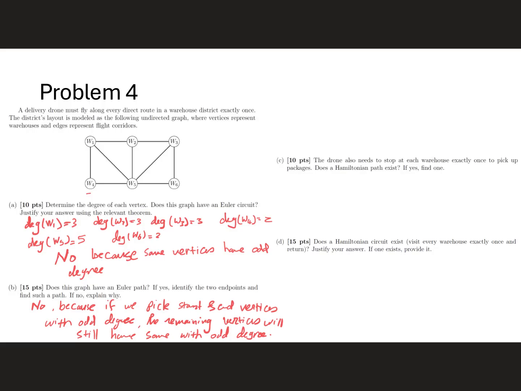It says that the drone, so you have that drone, is also needed to stop at each warehouse exactly once, right? To pick a package or to deliver a package. Here to pick a package. Does a Hamiltonian path exist? So that means that it can start at one of the vertices and then it can go across all the other vertices exactly once, right? So the question is, does a Hamiltonian path exist?